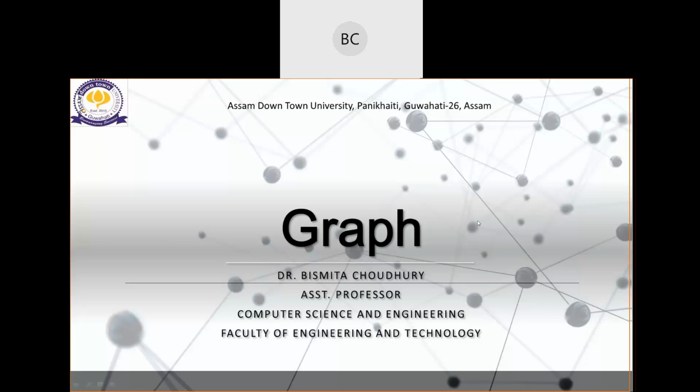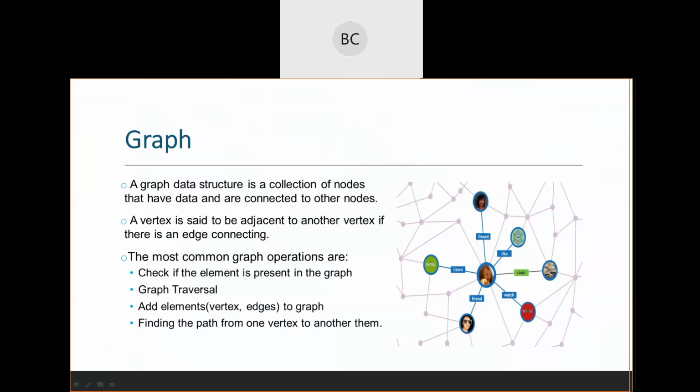Yes, correct. So graph is a data structure which mainly consists of nodes and edges, or you can say vertices or vertex and edge. Okay, so it's just a collection of nodes that have data and are connected to other nodes with the help of an edge. Okay, so can you give any example? Any example of graph?